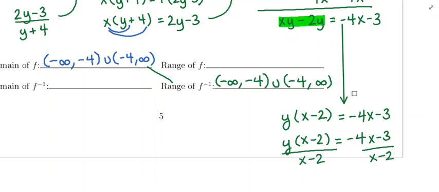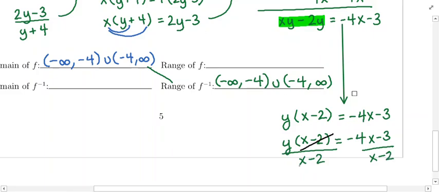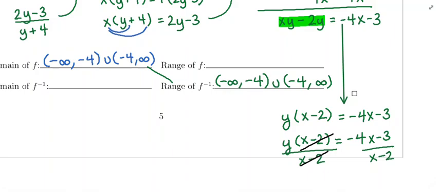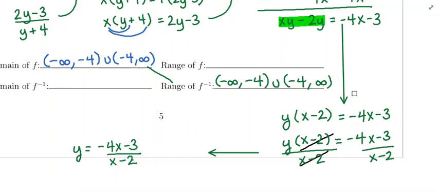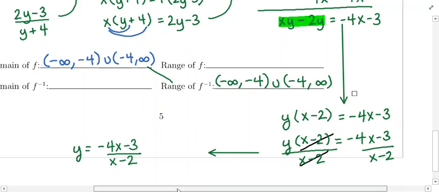And then on the left side, the x minus 2's will cancel. I'm going to draw another arrow here because I'm running out of room. So I'm going to get that y is equal to negative 4x minus 3 over x minus 2. We have solved it for y. On the left side, you just have y. On the right side, there are only x's. There aren't any y's.